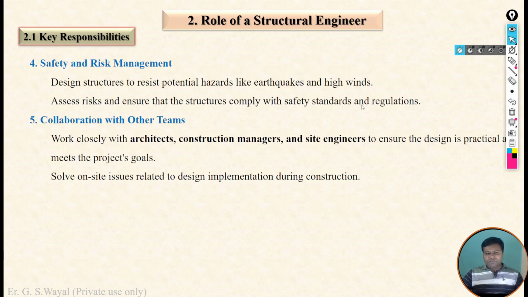Collaboration with the other teams. Yes, definitely this is also one of the important roles of a structural engineer, because the structural engineer is, we can say, the main engineer for every type of building. So he should collaborate with the architect, then the construction manager and the site engineer. He has to continuously communicate with all the other engineers and members who are working on that particular project on the site.